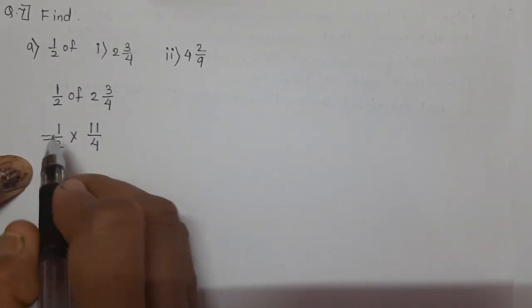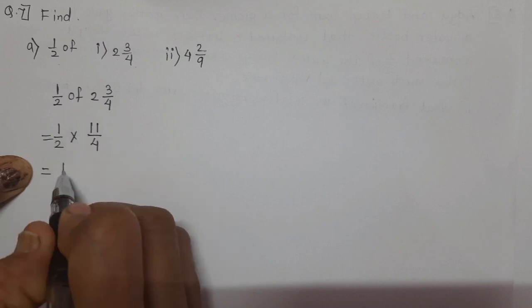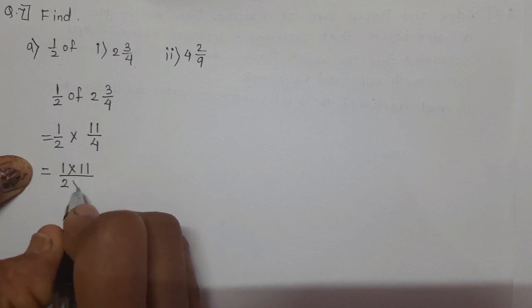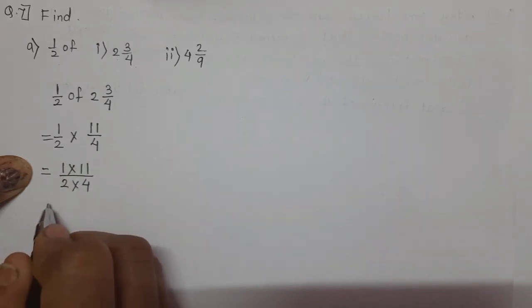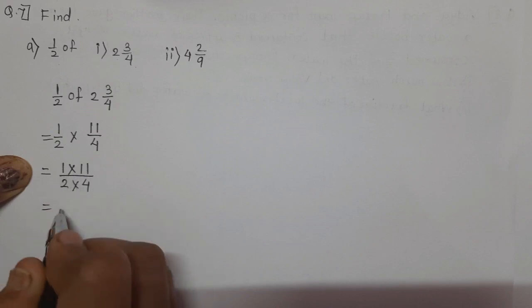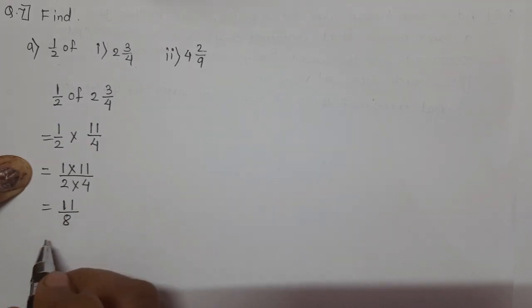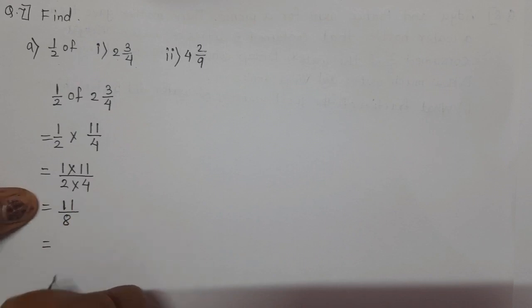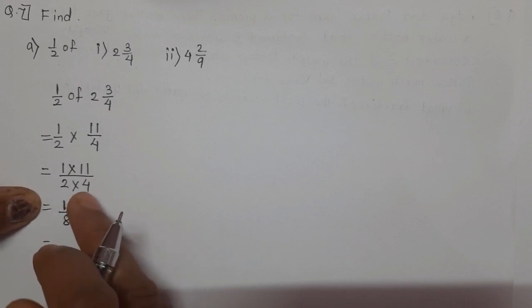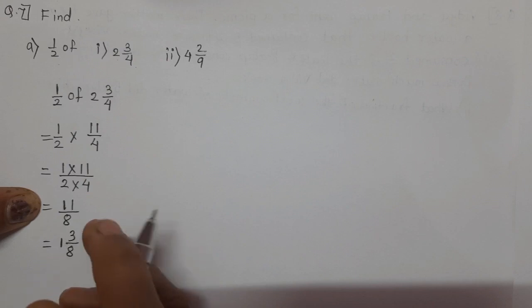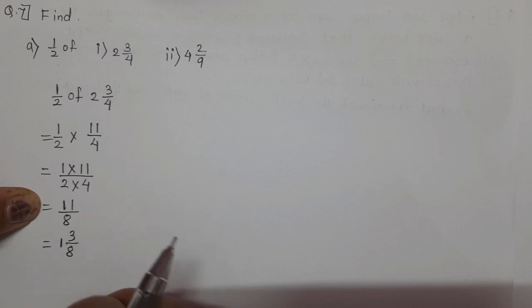Okay, so now numerator and numerator multiplied. 1 into 11 upon 2 into 4. 2 multiplied by 4. Now see here, 11 ones are 11 upon 4 2s are 8. Okay, now 11 upon 8. Now let's convert this into a mixed fraction. See, we have got this as an improper fraction. So let's convert it into a mixed fraction. 8 ones are 8. 8 plus 3, 11. If you do not understand, divide and write down this answer.